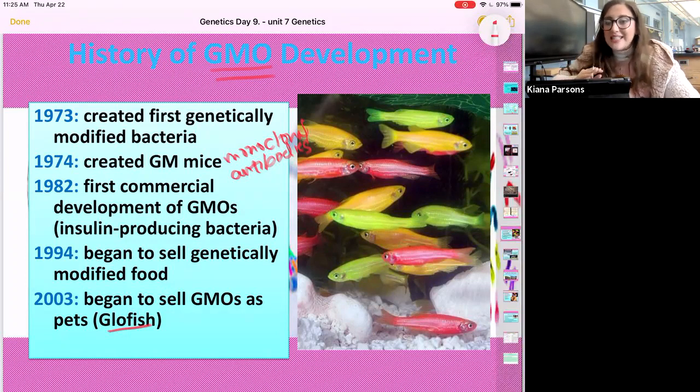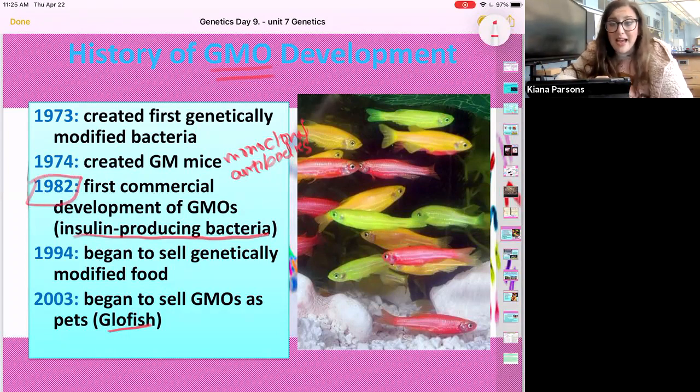Again, we have access to this technology, but we are still developing it, which is why it's really fun to learn about it in science. So, the first commercial development of GMOs was insulin producing bacteria. So, this is where we get insulin for medication. And this was only in 1982.